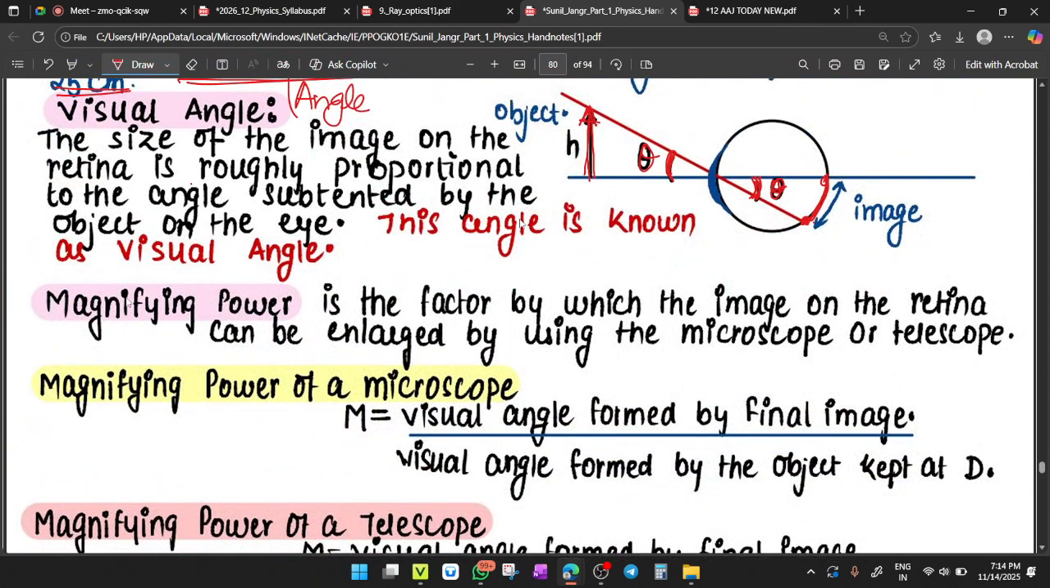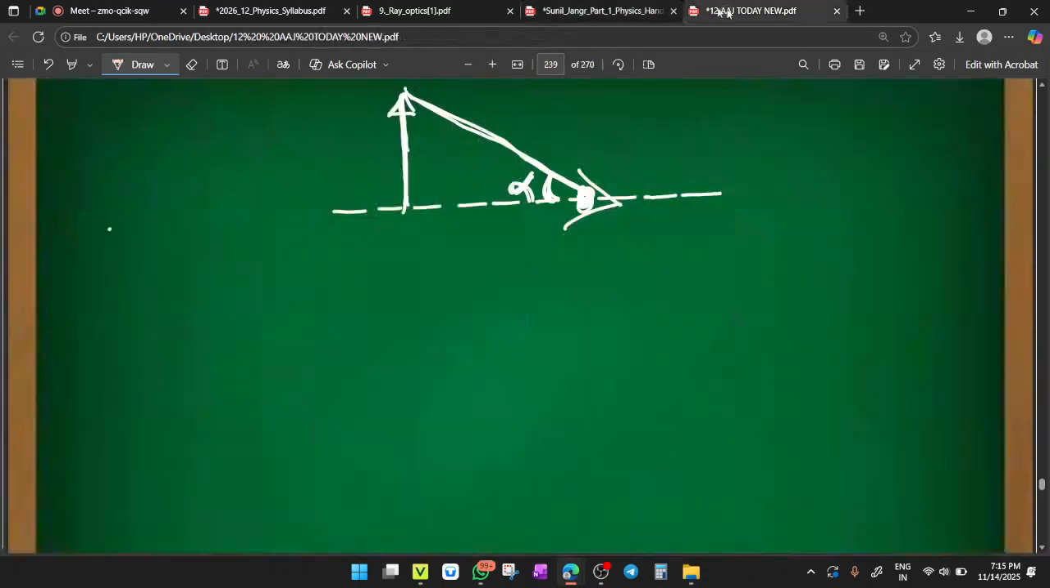Next is magnifying power. In each of the cases, we have to derive the term magnifying power for different types of microscope or different types of telescope. So what is magnifying power? Magnifying power is the factor by which the image on the retina can be enlarged by using the microscope or telescope. Yes, it is the factor.